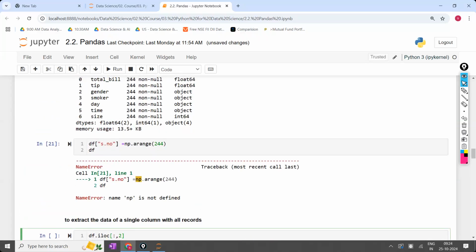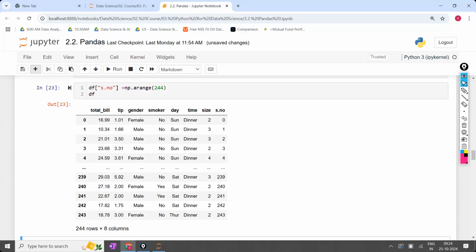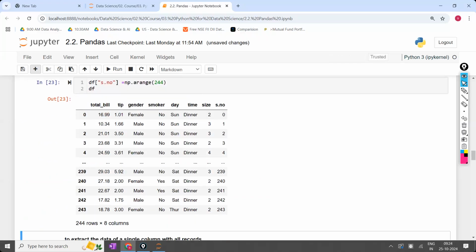new column. It is asking what is np, so I'm importing NumPy here. Import numpy as np. Now see, you are getting the serial number. Now, obviously, whichever rows you are interested in, you can get them here. The index names and index numbers are the same by default. And if you want, you can add a new column as per your choice. Separately, you can add the numbers. Is the point clear?